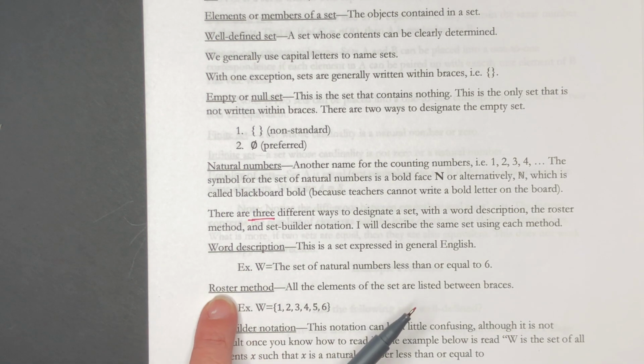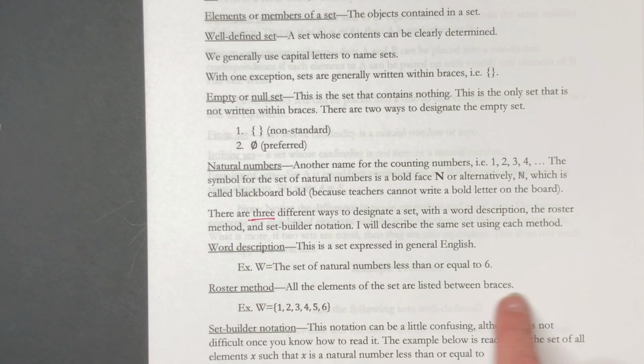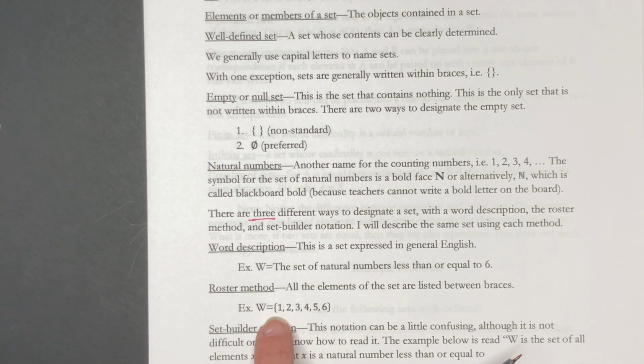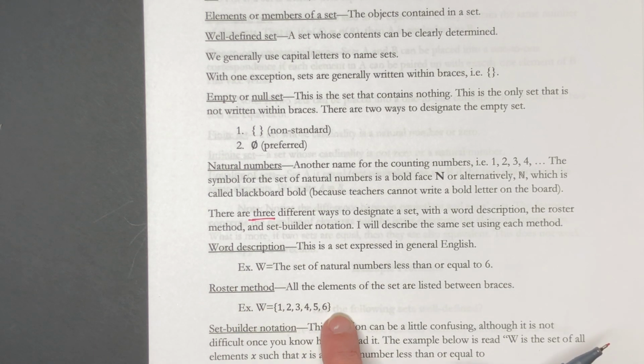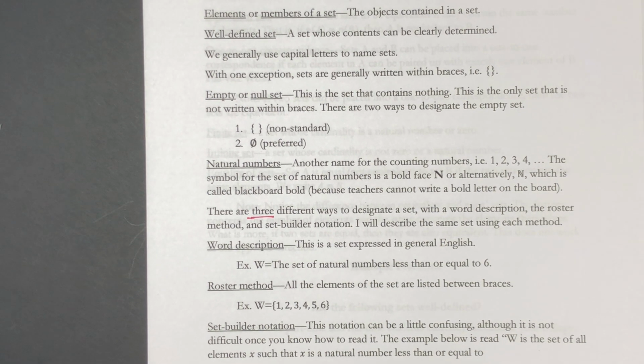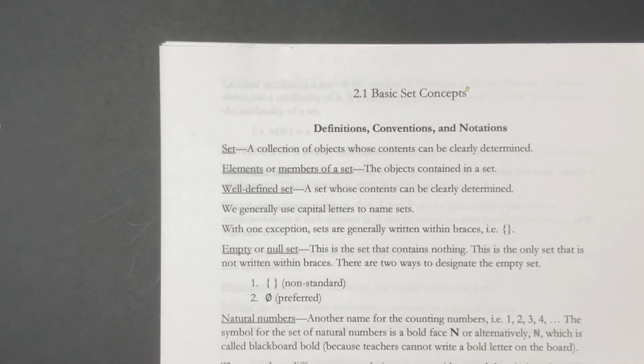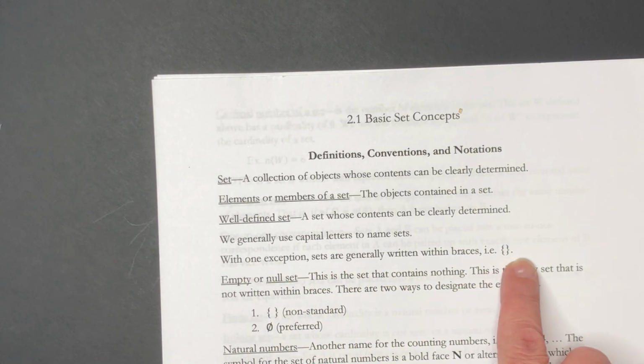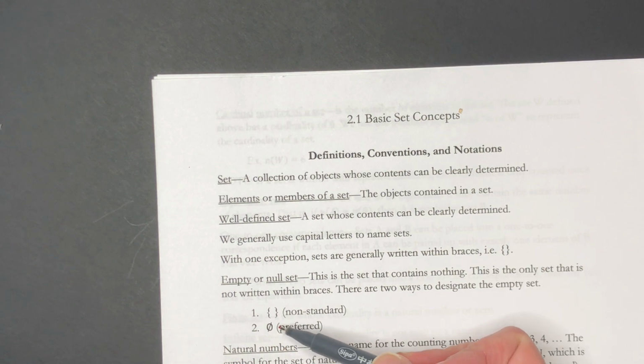Then we have the roster method, which lists all the elements of the set, and they're listed between braces. Okay, so right here, the set of all natural numbers less than or equal to 6. Another way of writing that would be W equal to, between braces, 1, 2, 3, 4, 5, 6. They're talking about exactly the same set here. Okay, and I just realized I forgot to say up here, I said with one exception, sets are written within braces. The empty set is the one that is not.